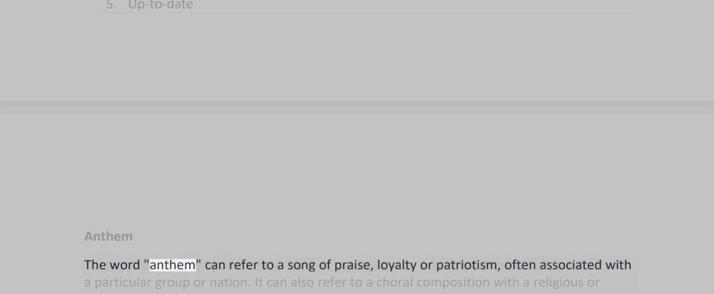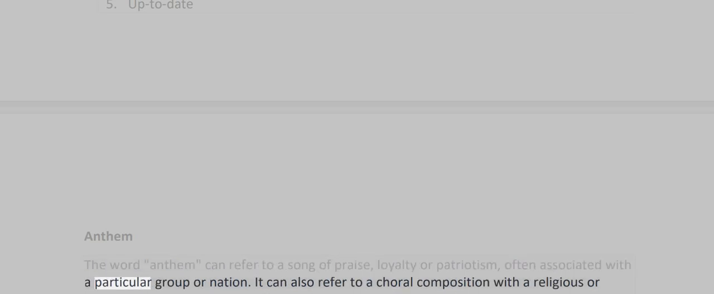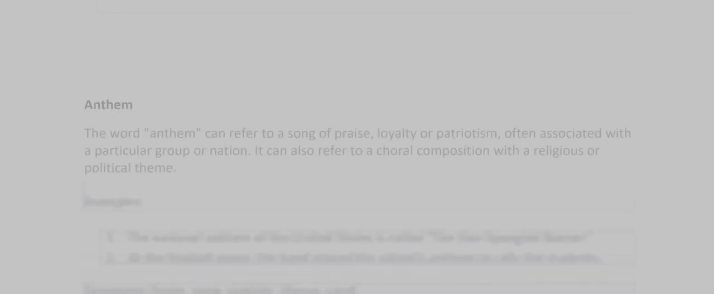Anthem. The word anthem can refer to a song of praise, loyalty or patriotism, often associated with a particular group or nation. It can also refer to a choral composition with a religious or political theme.